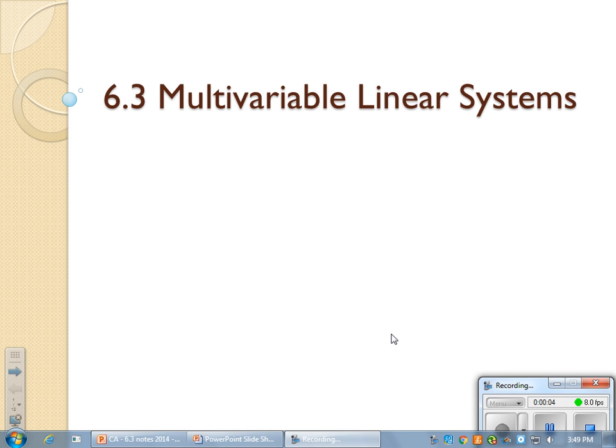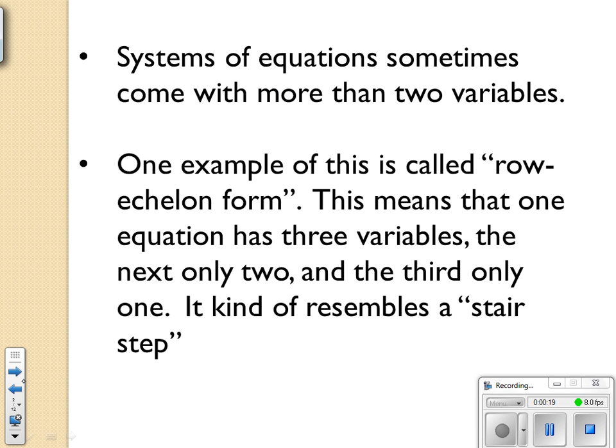Lesson 6.3 is what we have in store for today, multivariable linear systems. So this time we're going to have a little bit bigger systems than we worked with the first two sections of chapter 6 here. So we'll have up to 3 variables. One example that we're going to be looking at today is called row echelon form. That might be a new term or new phrase for you guys. So take a look at what I'm talking about on page 446.